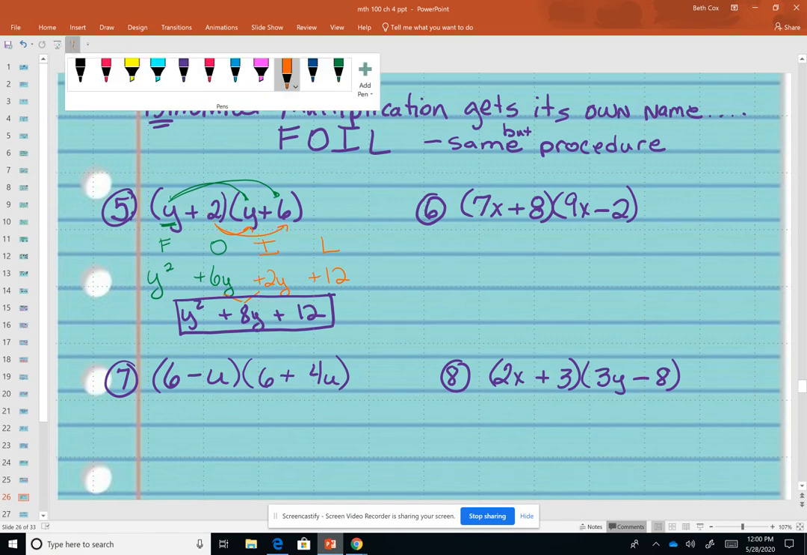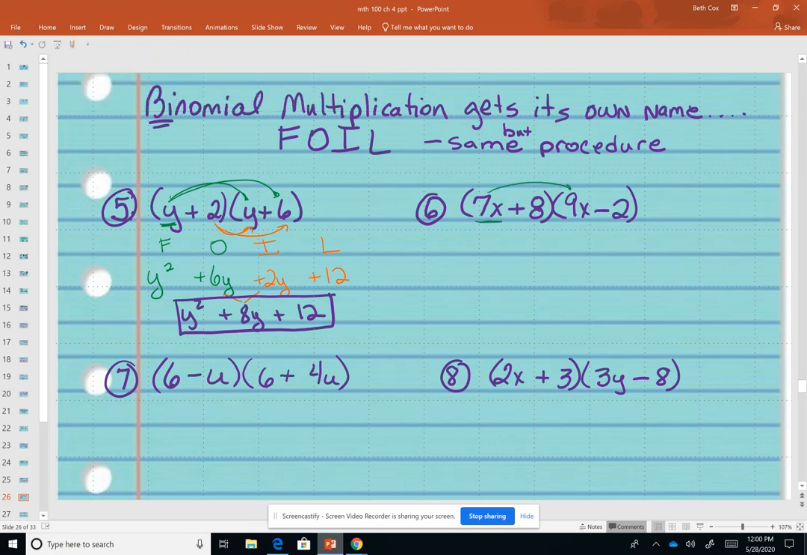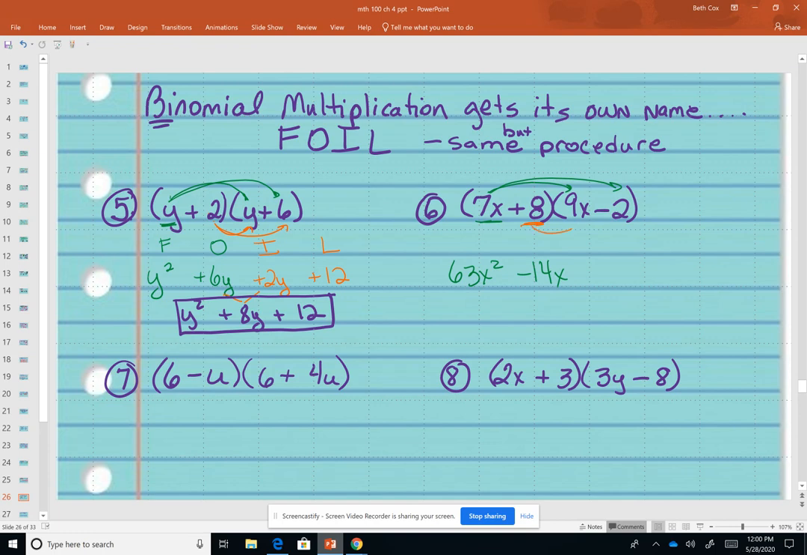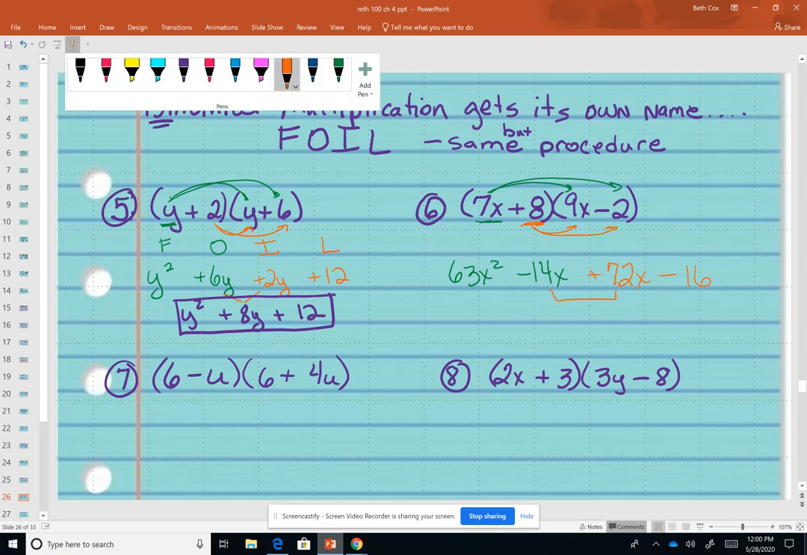So here we go. I'm going to do these others really quick. So I'm going to take the 7x and multiply it by both of those. That gives me a 63x to the second minus 14x. And then I'm going to take the 8 and multiply it by both of those. And that gives me 72x minus 16. These two end up being like terms, so I can put those together.